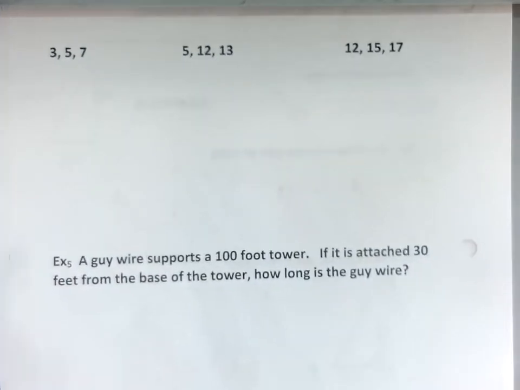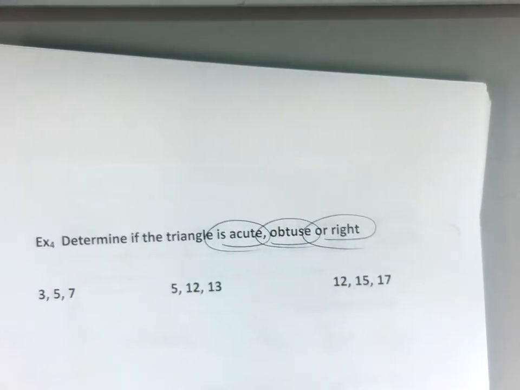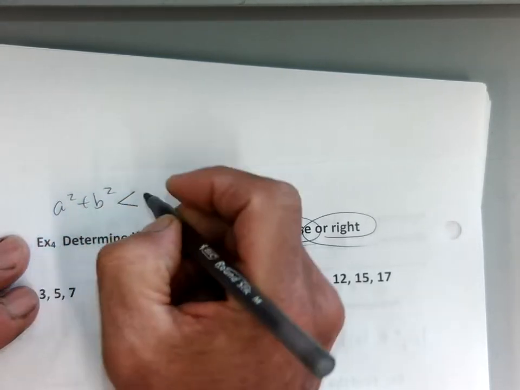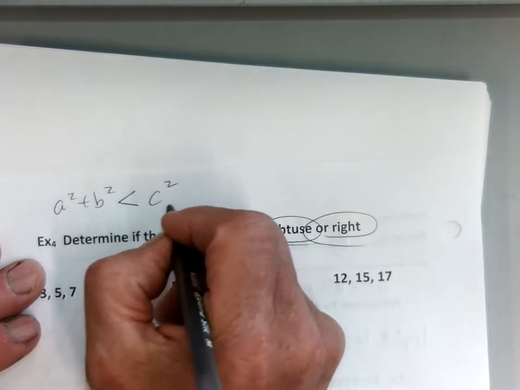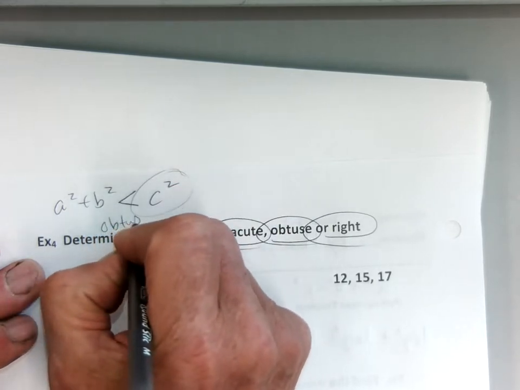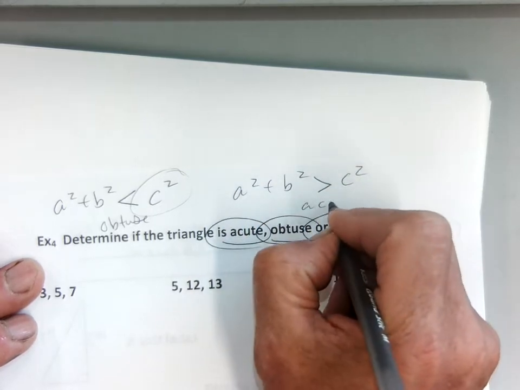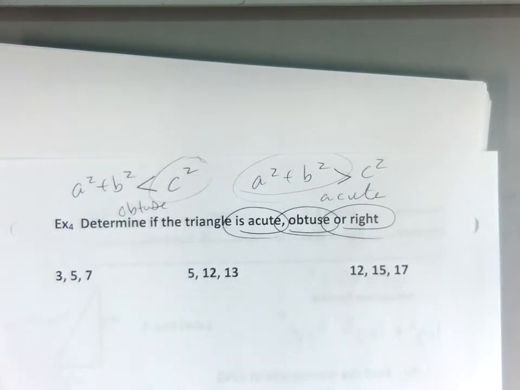Anyway, moving on. So now, determine if the triangle is acute, obtuse, or right, okay? If a squared plus b squared is less than c squared, if this is smaller than this, then that's got to be obtuse. If c is bigger, it's obtuse, okay? If a squared plus b squared is greater than c squared, then it's acute, because these two are bigger. Whichever one's bigger. If the hypotenuse is bigger, then it's got to be an obtuse triangle. If the hypotenuse is smaller, then it's going to be acute.